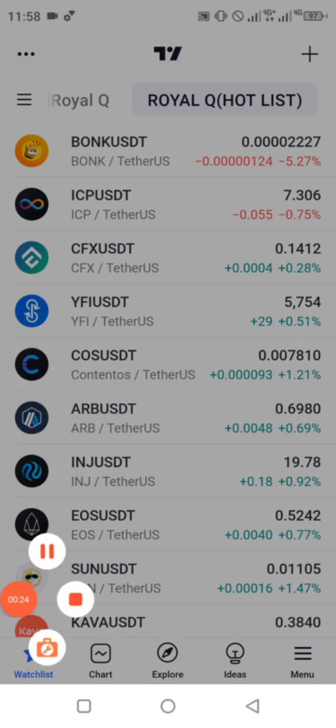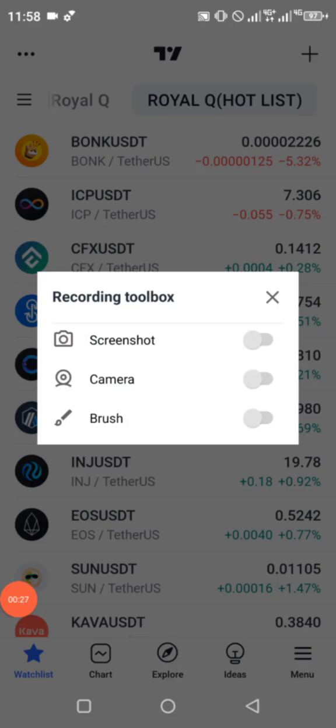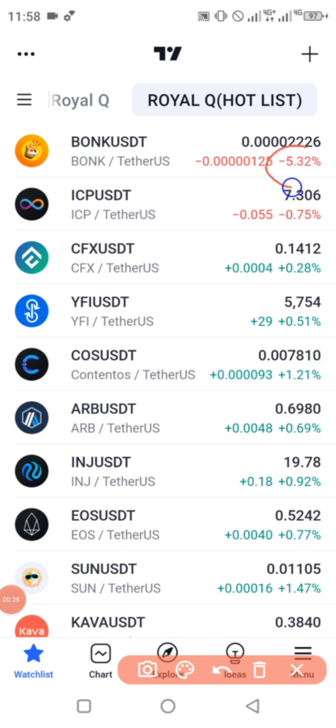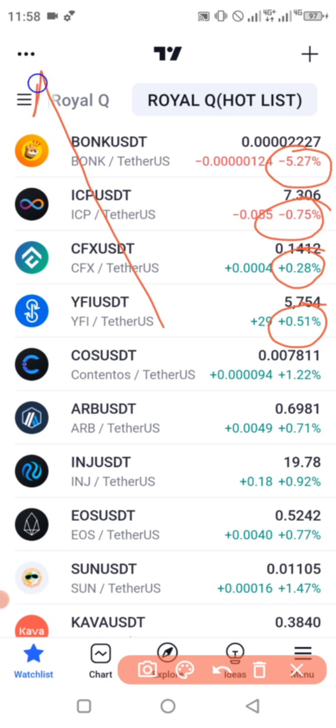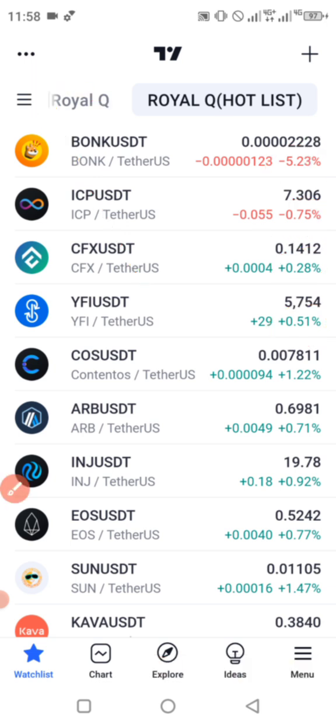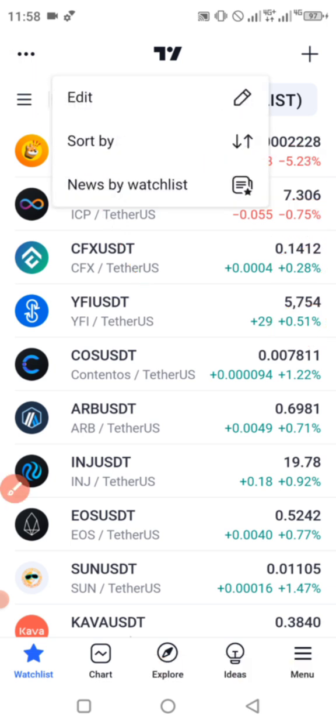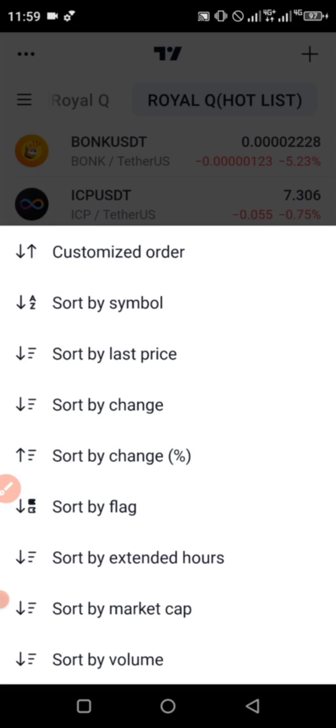What are the change percent? I'm referring to this here, this value here. You see it in percent, right? You see green and you see red, right? So you can tap on this three dots, tap on it, tap on sort by, tap on sort by change percent.